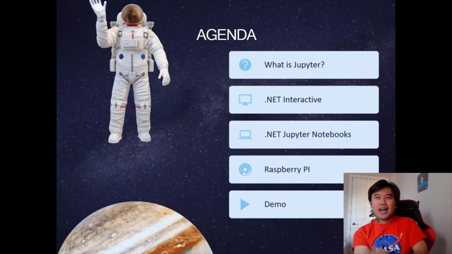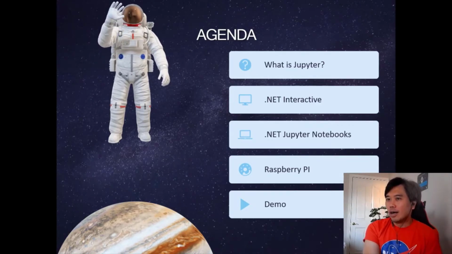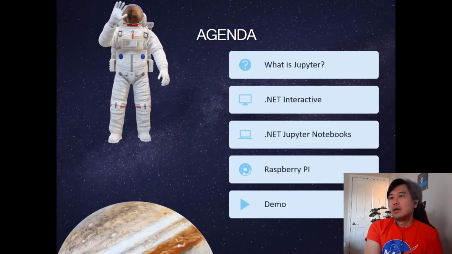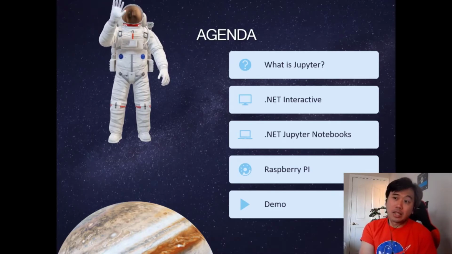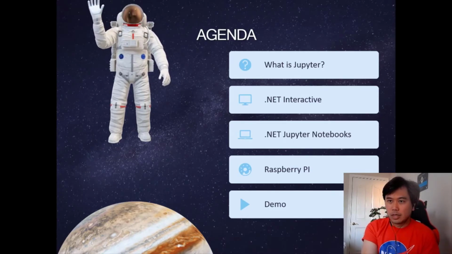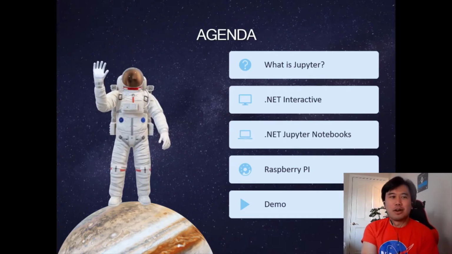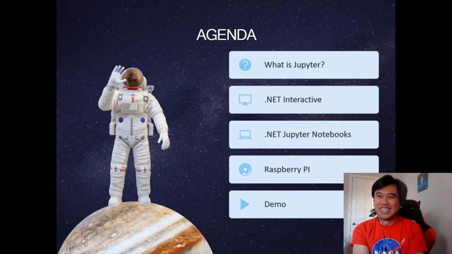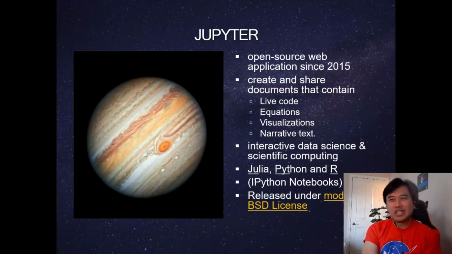So today, I will be talking about what Jupyter Notebooks are, and how they relate to .NET Interactive, the .NET Jupyter Notebooks. I will demo it on a Raspberry Pi today, and hopefully at some point we land in Mars and Jupyter. In Jupyter, I mean. So Jupyter is an open source web application.